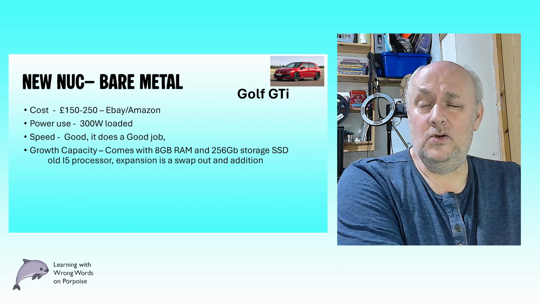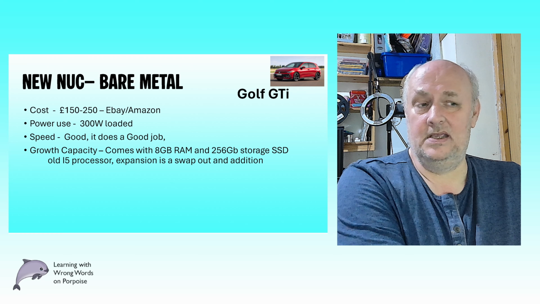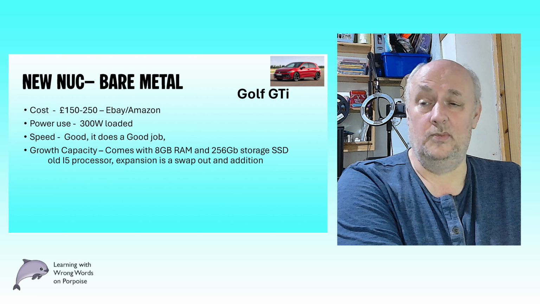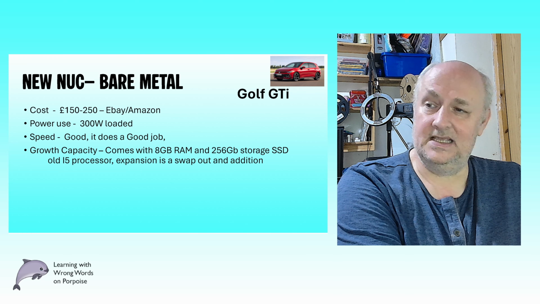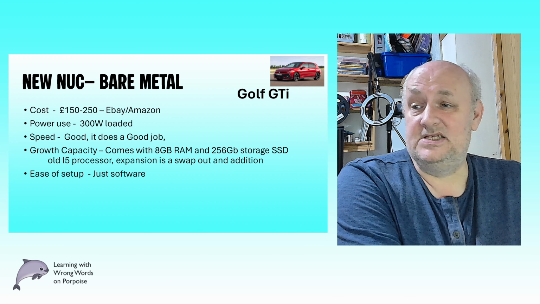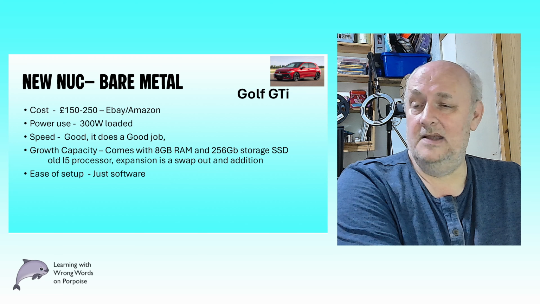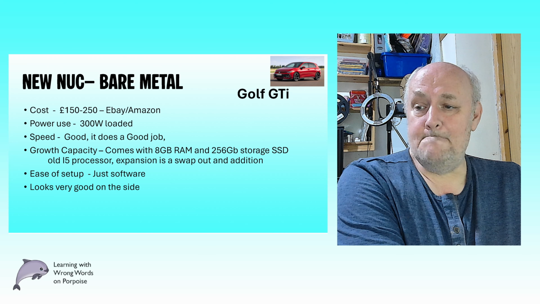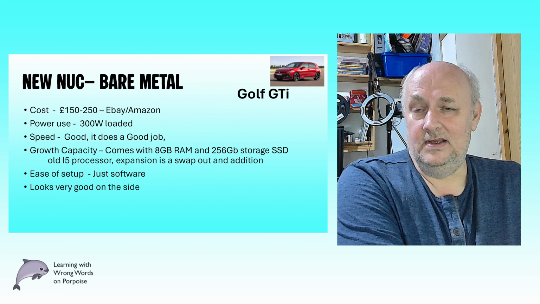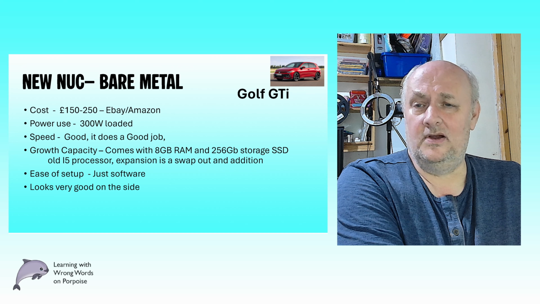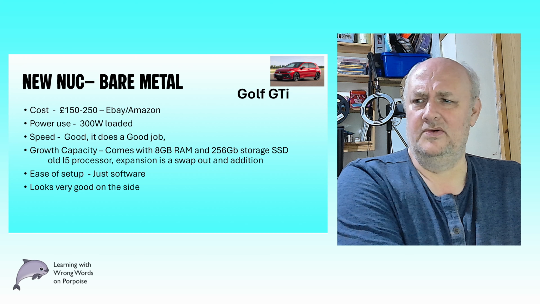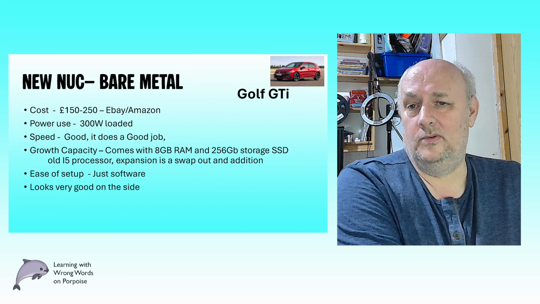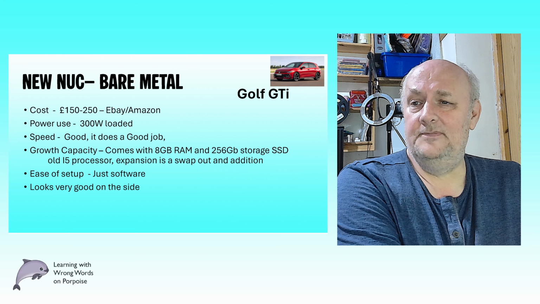Growth capacity, not quite as good as the mini PC because everything is kind of crammed into a small space. Expansion would normally be kind of swap out again, take the memory in, take it back out again. Ease of setup, it's just software again. It's just loading the Home Assistant on bare metal. I've added an extra thing here. They do look quite fancy. So on the side next to your telly or stuff like that, it looks like you know what you're doing. So that's bare metal NUC or mini PC, Golf GTI.